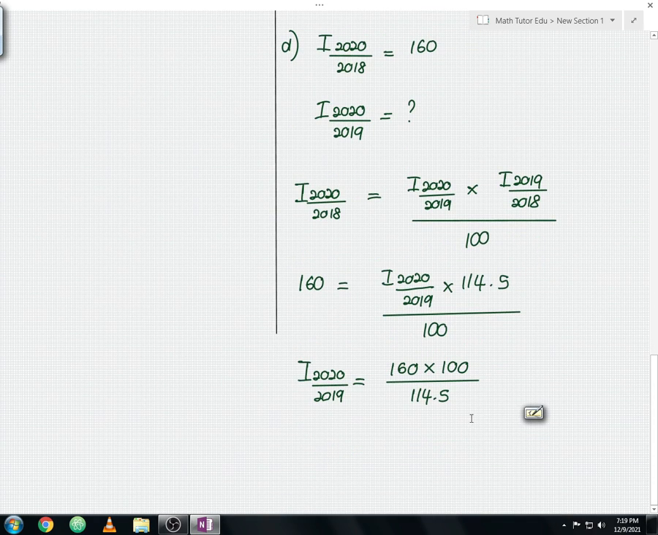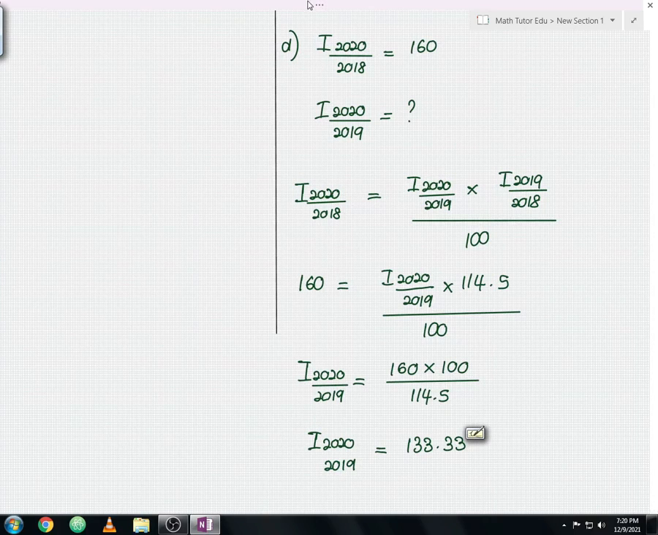Okay, you calculate this, you should get your price index of the year 2020 based on the year 2019 is equals to 133.33. So this is your final answer. So let me underline the solution for the question part D.